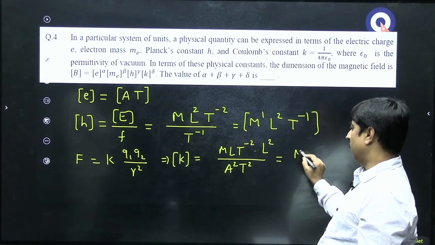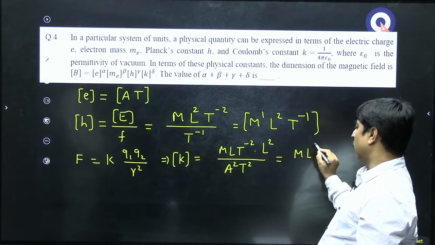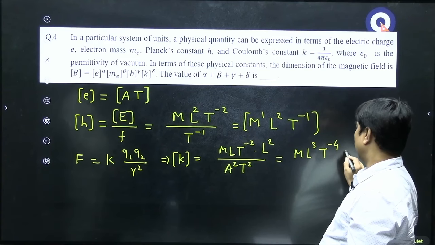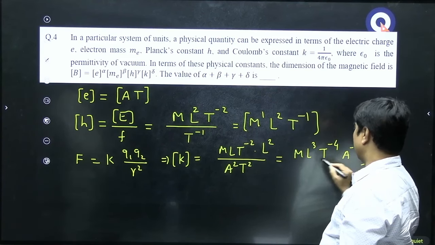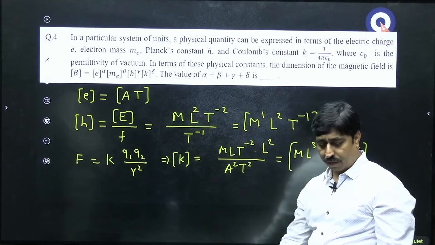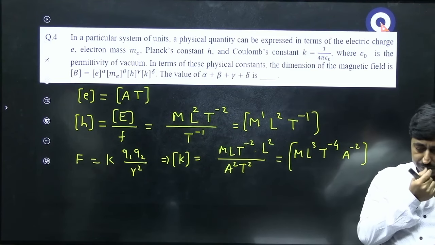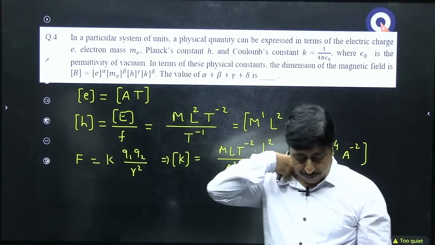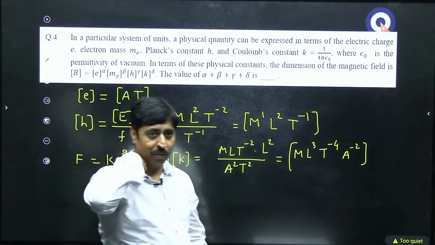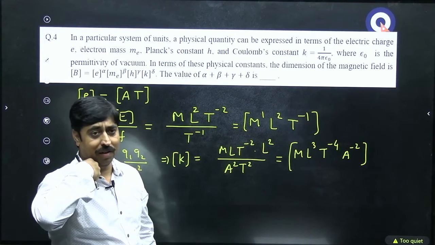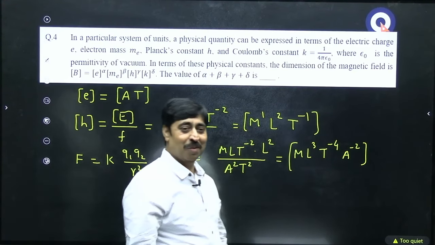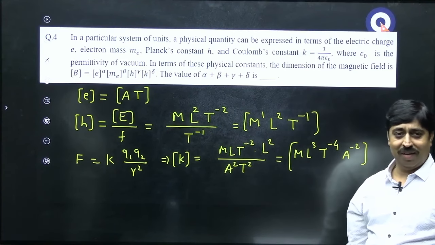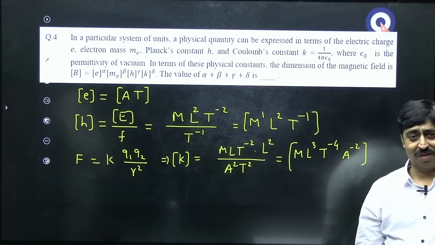So, you get M L cube T minus 4 A minus 2. Right. Am I right? I hope I have not committed any mistake. I am advising you to be very attentive. I should also be similarly very focused while solving this question.